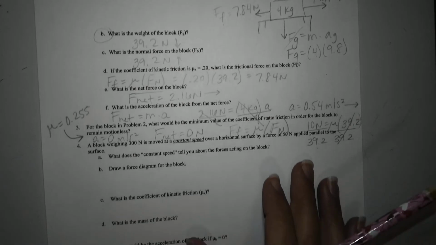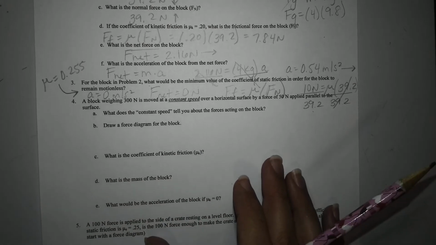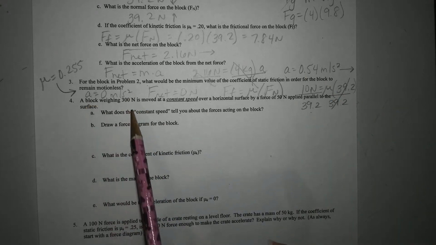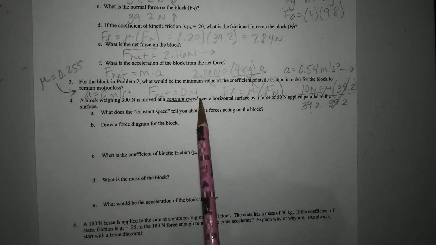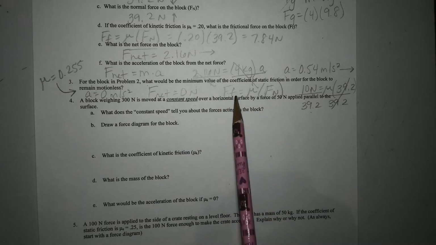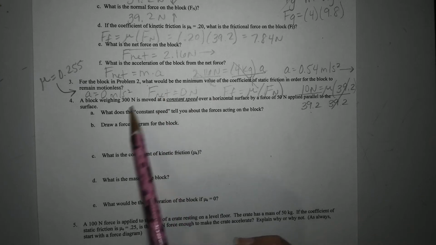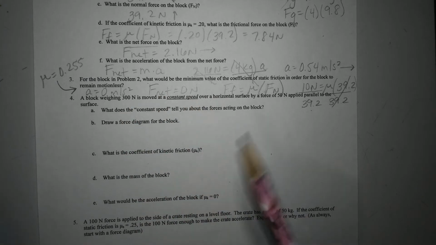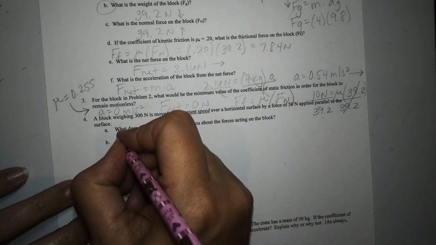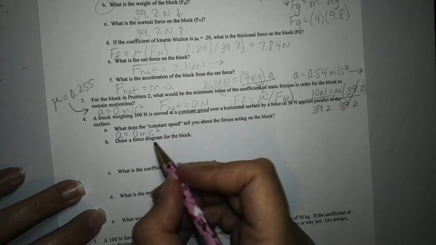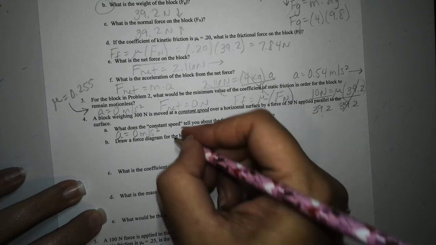All right, number 4 is kind of an extension of 3. So it says a block weighing 300 newtons moves at a constant speed over a horizontal surface by a force of 50 newtons applied parallel to the surface. So the first thing is constant speed. What does constant speed mean? Constant speed means there's no acceleration. All right, and I said if there's no acceleration, my net force equals 0.